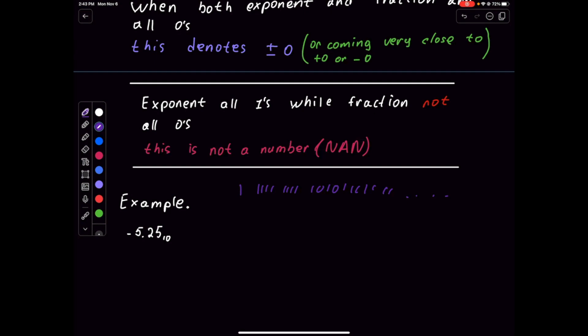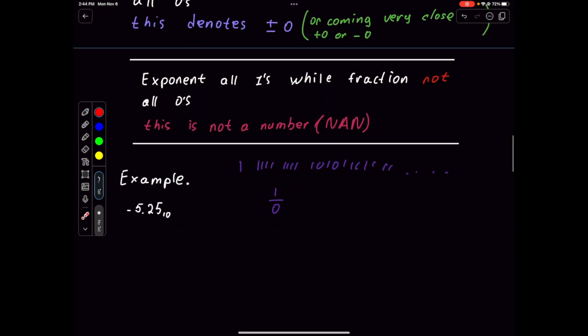For example, if we had 1 divided by 0, this would be not a number, and that's how you would pretty much show it. So if there's some calculation that results in something like this, it would denote not a number.